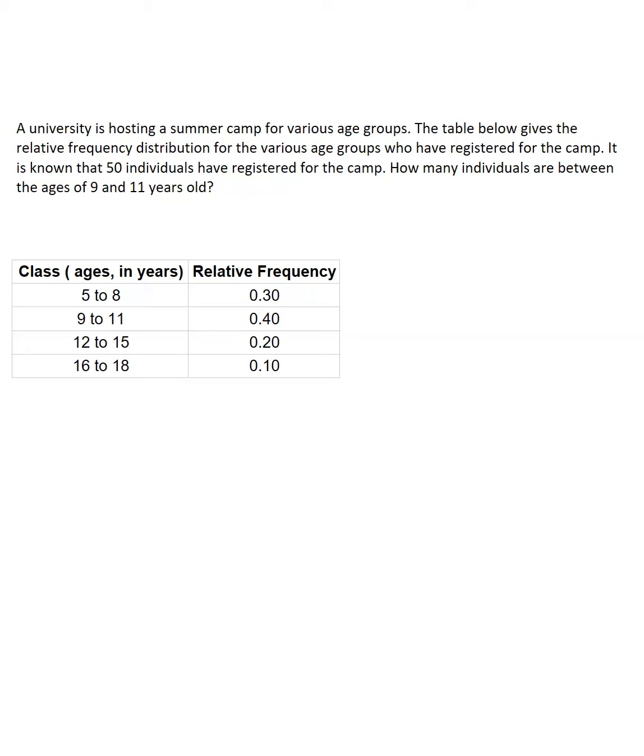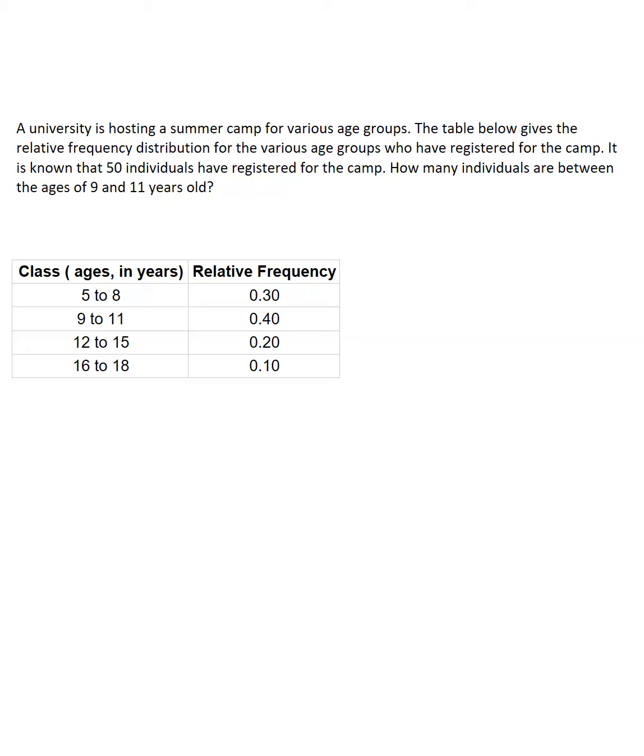The next video here is about using calculator problems and some examples on how to interpret some tables and so on. So let's get right into it. Here's our first problem. A university is hosting a summer camp for various age groups. The table below shows the relative frequency distribution for the various age groups who have registered for the camp. It is known that 50 individuals have registered for the camp. How many individuals are between the ages of 9 and 11 years old?